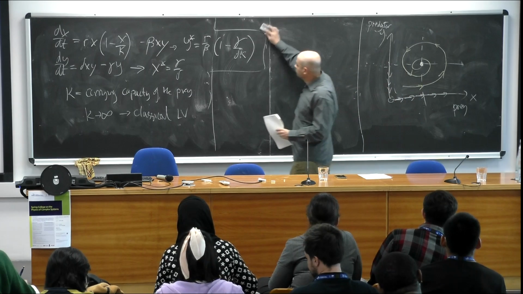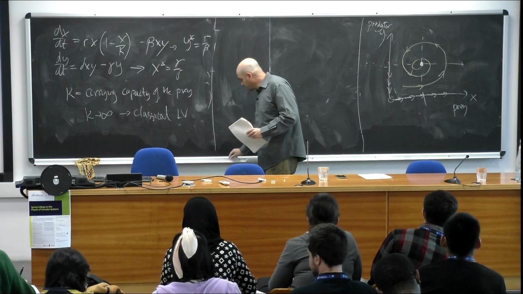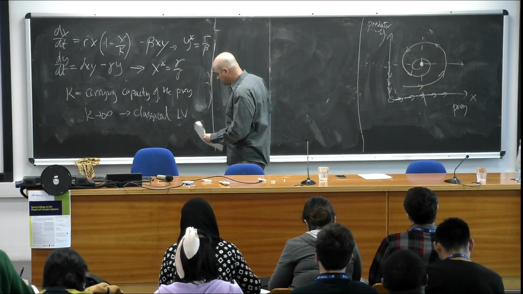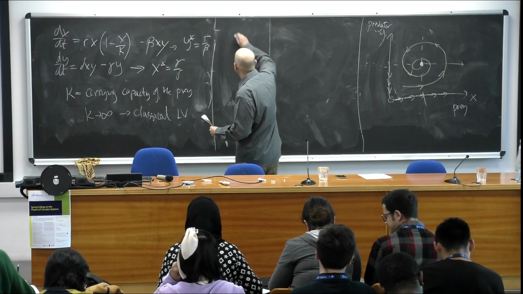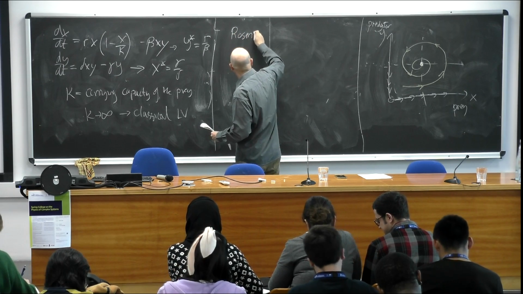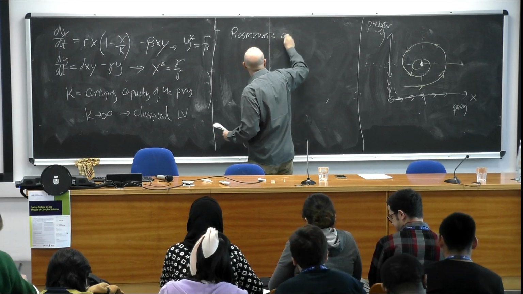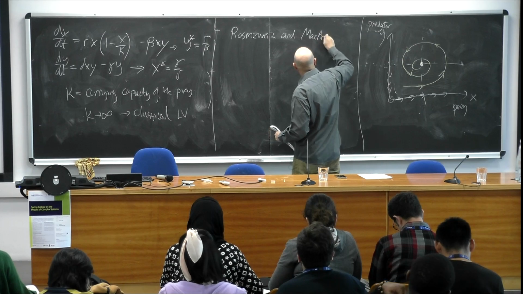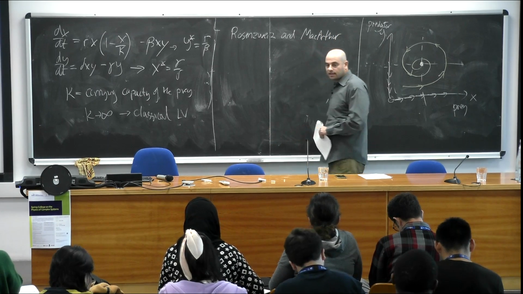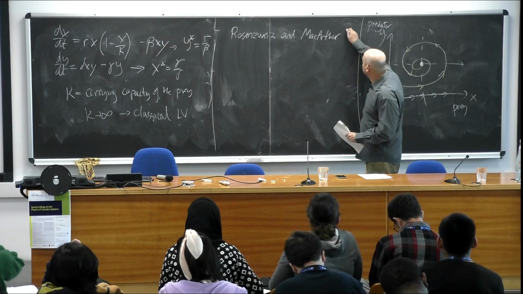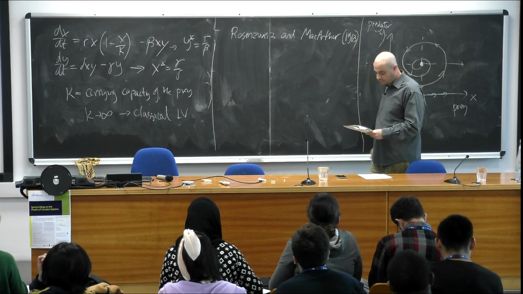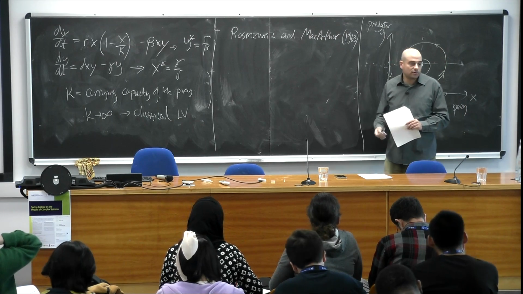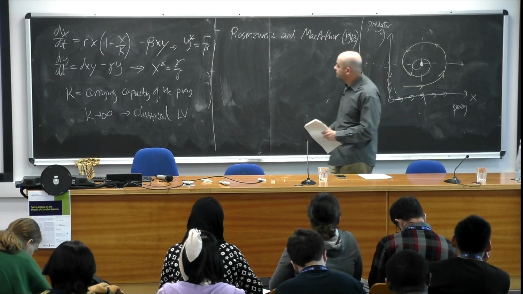So two very smart people thought about this. One of them we haven't met yet, is Rosenzweig, and the other is our favorite, MacArthur, the same MacArthur from the consumer resource models. So this is 1963, and this is their model, which allows for cycles, but also allows for carrying capacity.